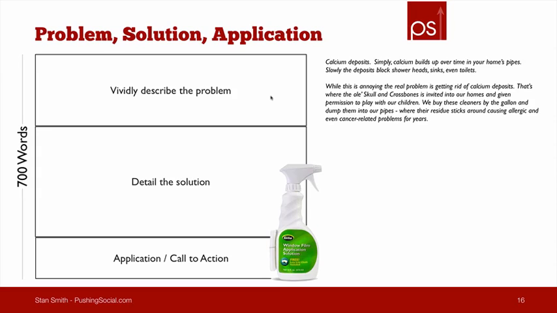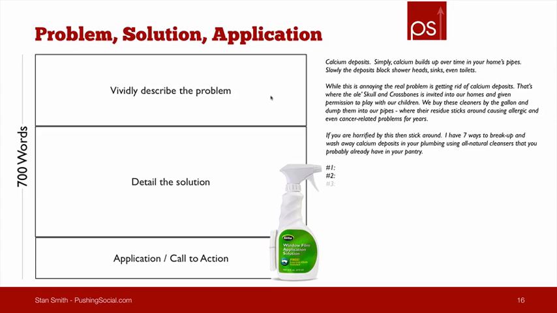Okay, is anyone else kind of wondering what you have in your home right now? I think I'm freaking myself out with this. So next thing you move into, if you are horrified by this, then stick around. I have 7 ways to break up and wash away calcium deposits in your plumbing using all natural cleansers that you probably already have in your pantry. So again, I'm grabbing people, I'm hooking people, and I'm getting them to move into this post with the solution. Okay, so you just go ahead and outline your solutions here. Number 1, 2, 3, 4, 5, 6, and 7.